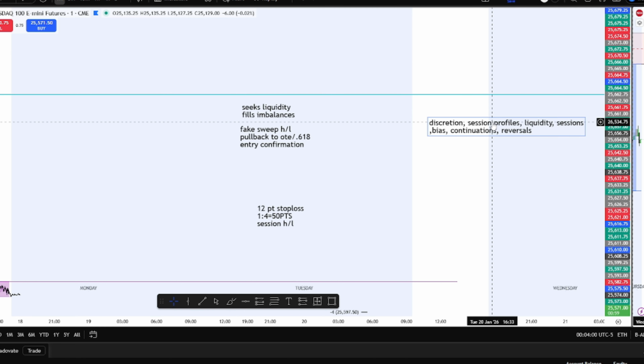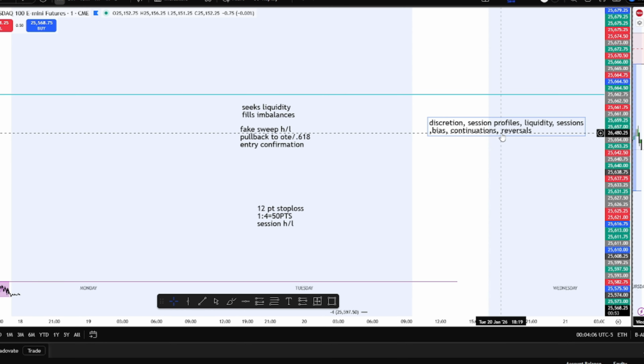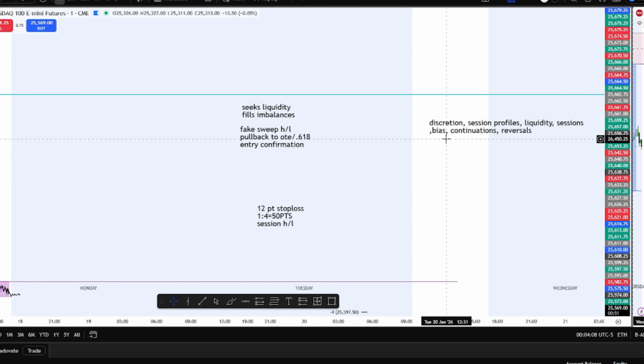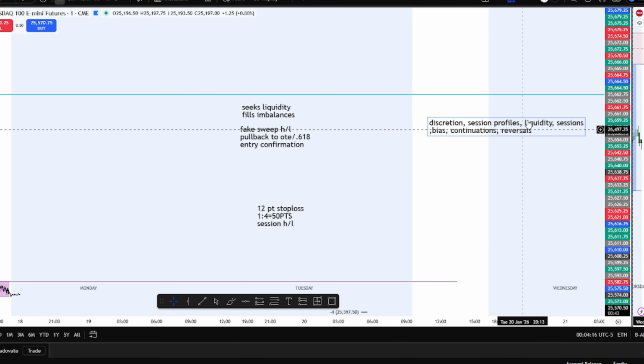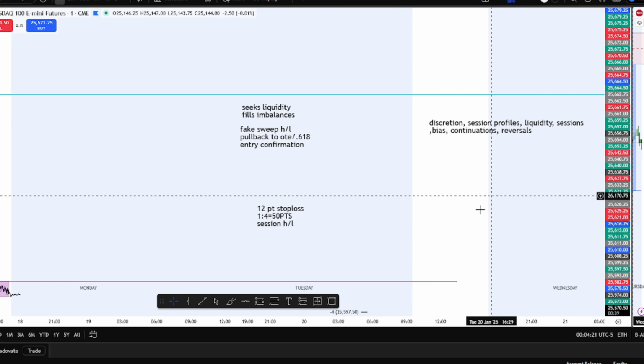Now, you can't just use bias in the model itself. You have to understand what session profile we are in and have a daily bias as well, because you can't just depend on a weekly bias. You need to understand whether we are in a continuation leg or reaching a potential reversal spot, and we'll go over all of those right now.